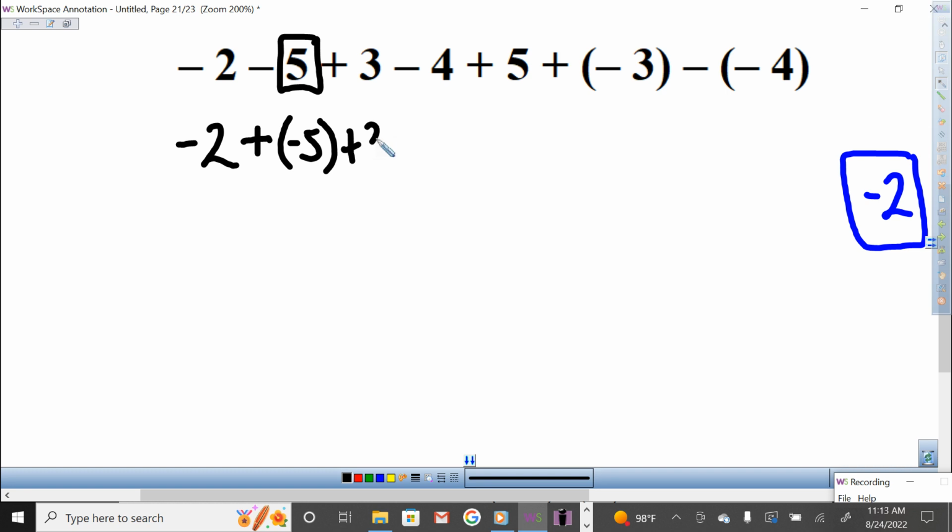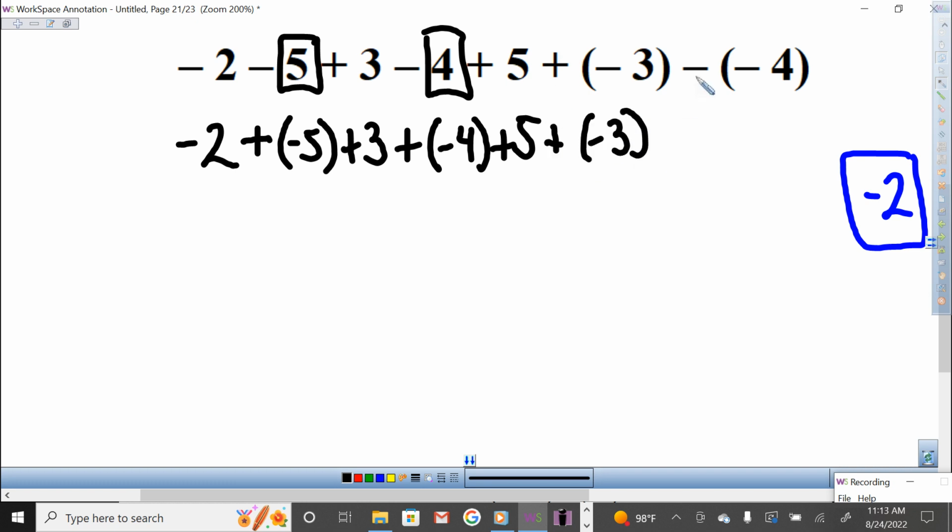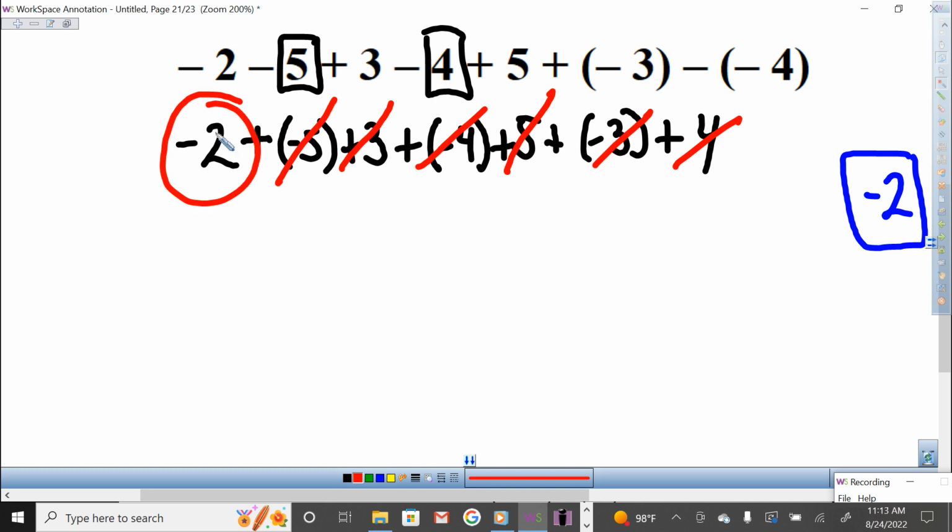Continue. Addition. Yes. There's a subtraction here. This changes to addition. This positive 4 changes to what? -4. Bring down the +5 plus -3. This changes to addition. What is the opposite of -4? 4. Now that we have addition, we check for what? 0 pairs. Are there any 0 pairs? -5 and 5. 3, -3. -4 and 4. Answer, -2. Woo! Let's go. My goodness.